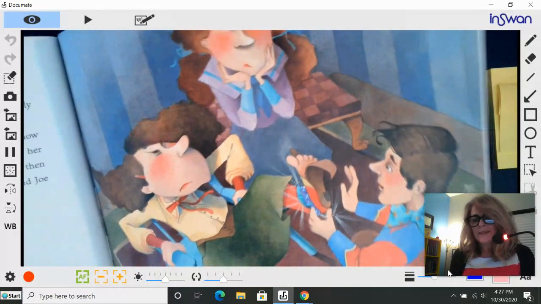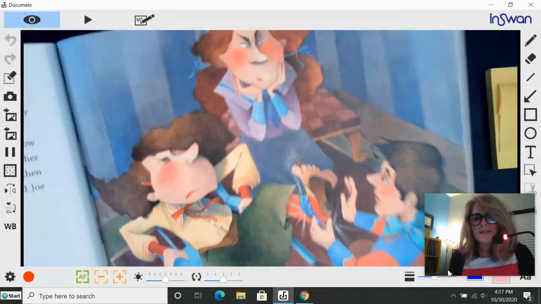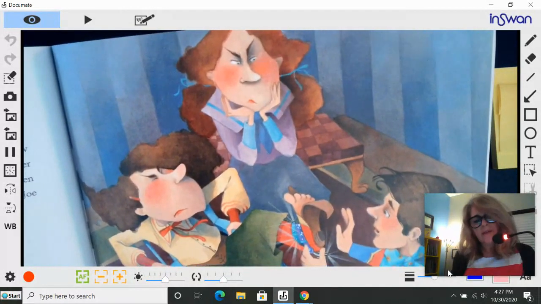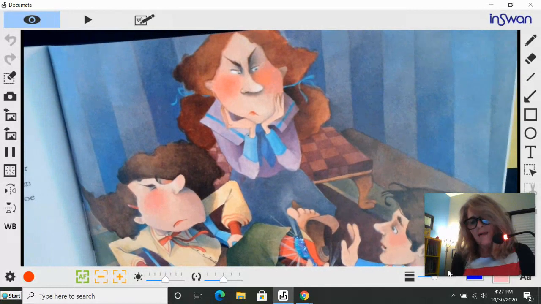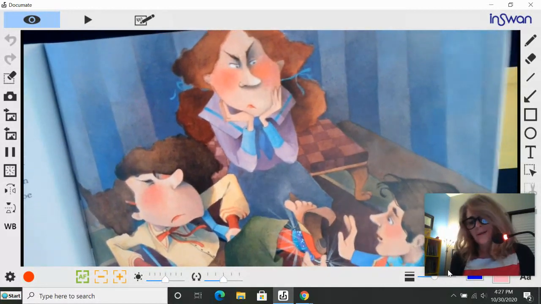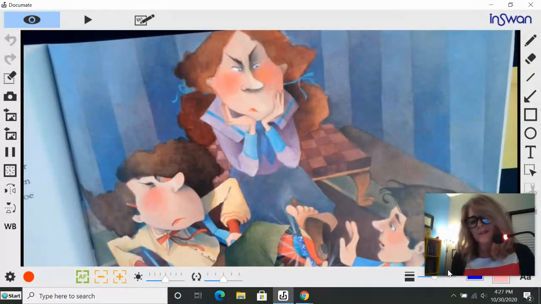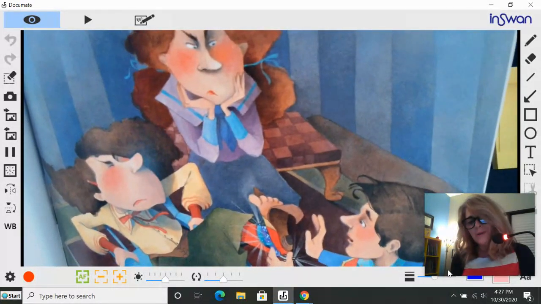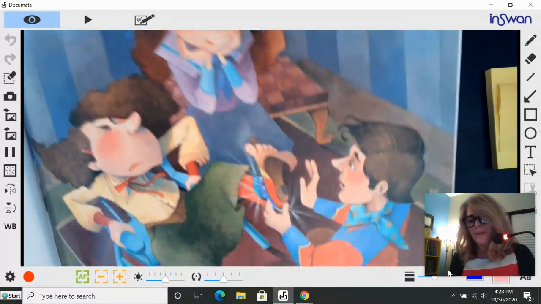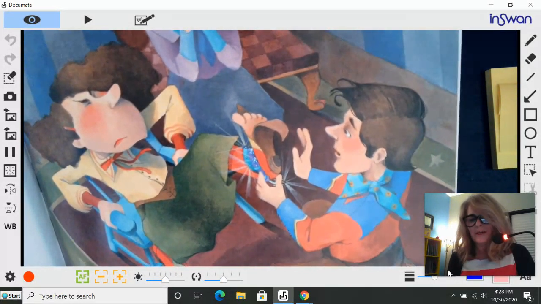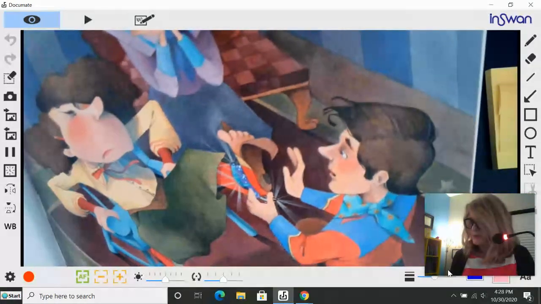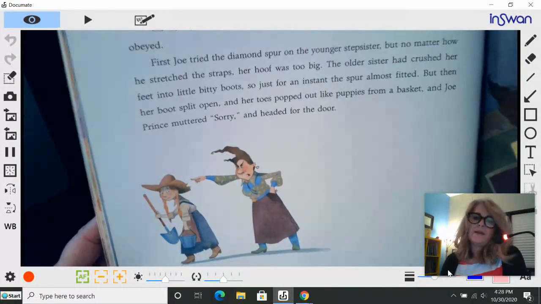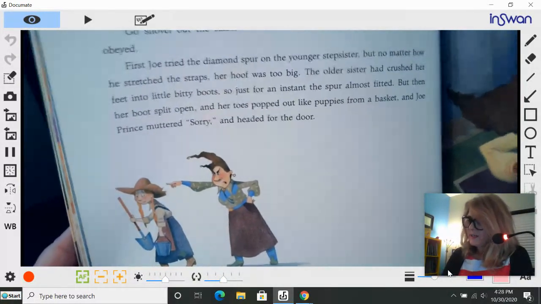At last he came up to Cindy's father's place. "Go shovel out the stable," hissed the stepmother, and Cindy reluctantly obeyed. First, Joe tried the diamond spur on the younger stepsister, but no matter how he stretched the straps, her hoof was too big. The older sister had crushed her feet into the tiny little boots, so just for an instant the spur almost fit. But then her boot split open, and her toes popped out like puppies from a basket, and Joe Prince muttered, sorry, and he headed for the door. Yuck. So there's the stepmother telling Cindy she cannot stay in. She needed to go shovel the stable.